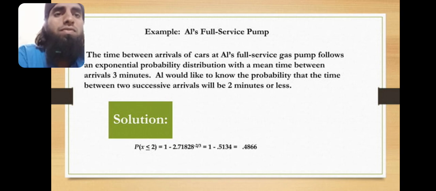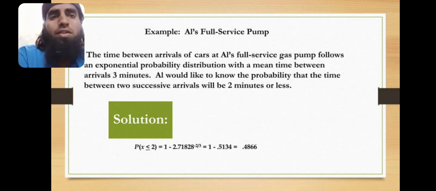Example: A1 is a full service gas pump. The time between arrivals of cars at the A1 full service gas pump follows an exponential probability distribution with a mean time between arrivals of 3 minutes. A1 would like to know the probability that the time between two successive arrivals will be 2 minutes or less.